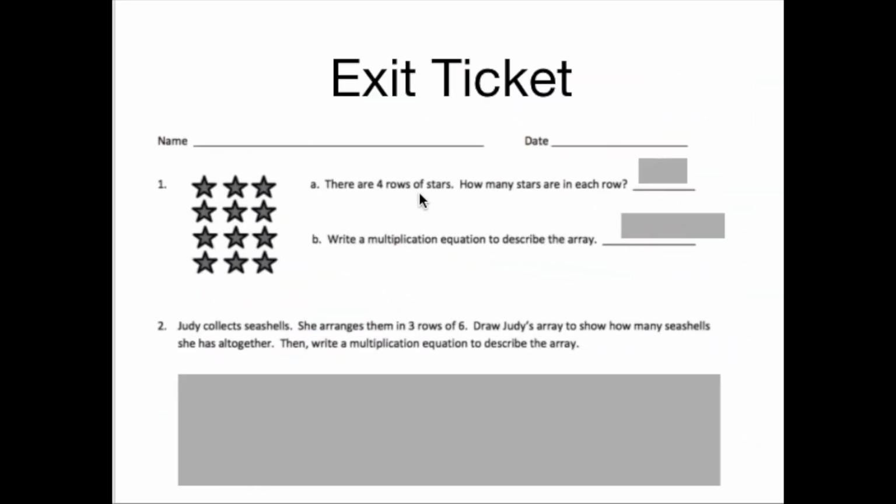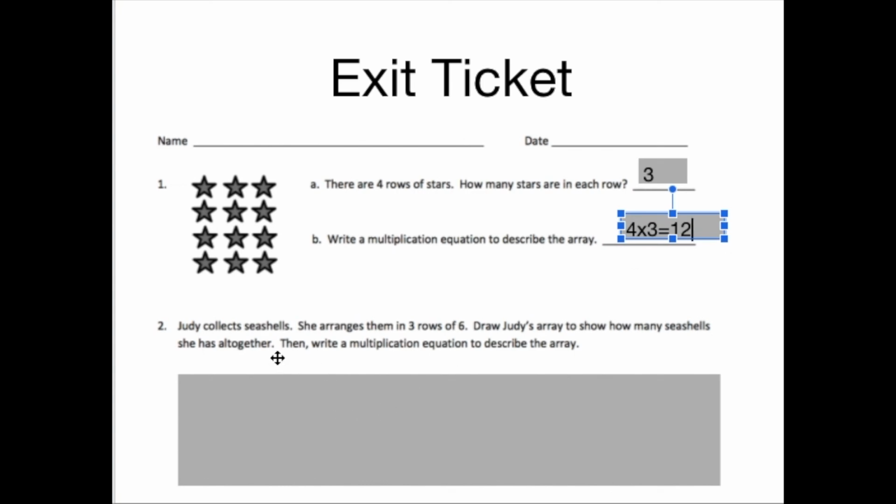1A, there are 4 rows of stars. How many stars are in each row? So they tell us that there's 4 rows. I see 3 stars in each row. The answer is 3. Next, we're going to write a multiplication equation to describe the array. So we're going to write what we see. We see 4 rows. We see that there are 3 in each row. We can go ahead and skip count to get to our answer. 3, 6, 9, 12. 4 rows of 3 gives us 12 stars.